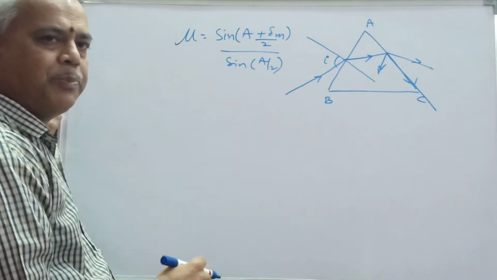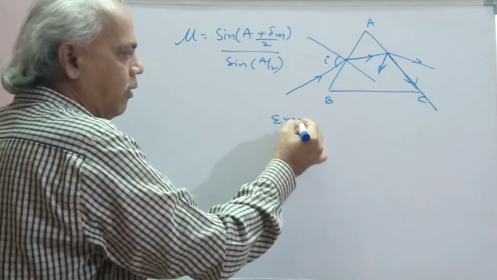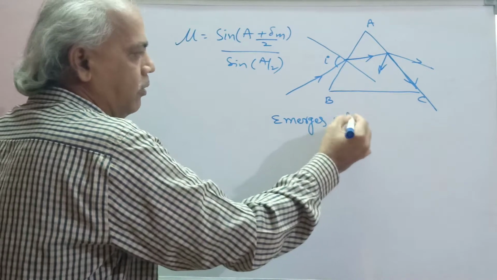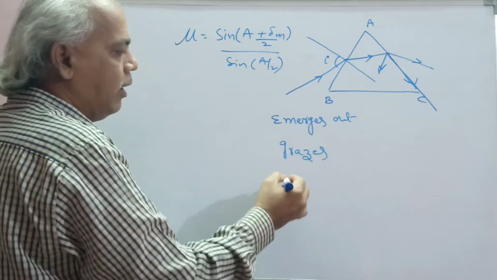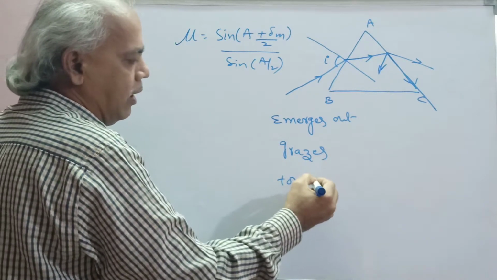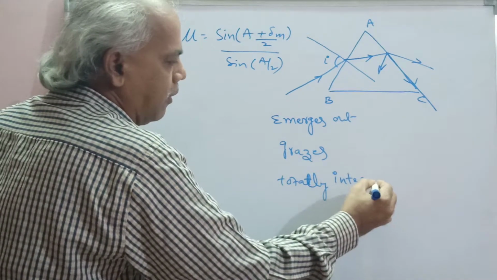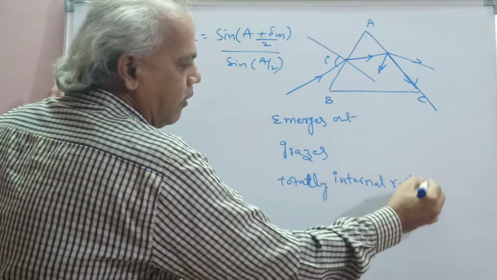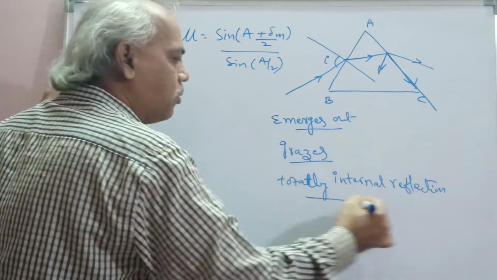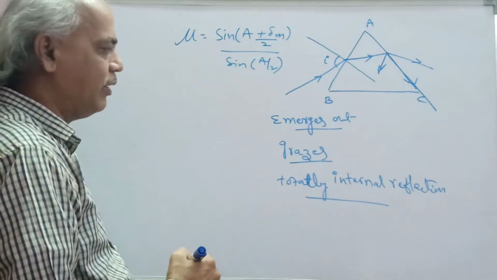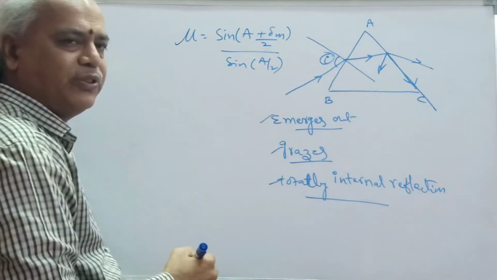Here are three conditions. One, the refracted ray emerges out, or grazes, or total internal reflection takes place. Emerges out, grazes, total internal reflection takes place. These three depend on this angle of incidence.